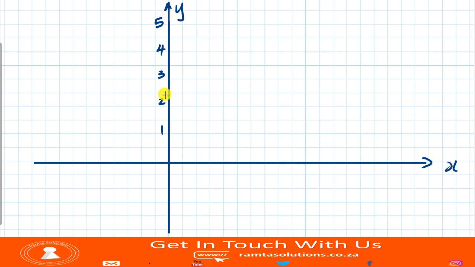So the highest y value was 3. The highest x value is, let's see, 1, 2, 3, 4, 5. Right? So one of the points was (4, -1). Where is it? Here it is, (4, -1). And the other point was (-1, 3). Here it is.